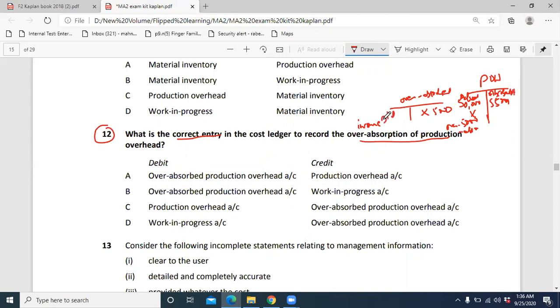In the debit side, and the same 5,000 will be credited to the over absorbed account. And if I transfer it to the profit and loss account, it's going to go to the credit side of the profit and loss account. That's how it is an income. So what is the correct entry? In the over absorbed account, it is not debited, it is credited, and it is debited in the production overhead account. The right answer is option C.